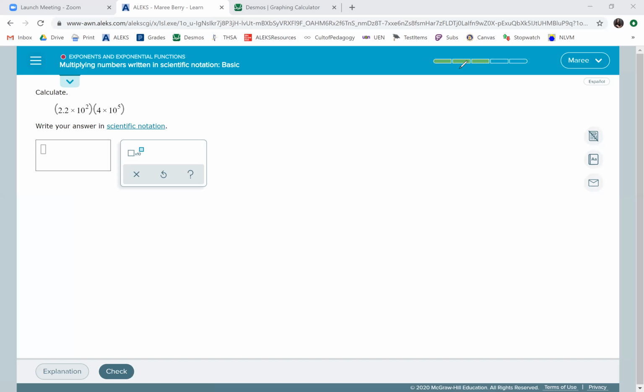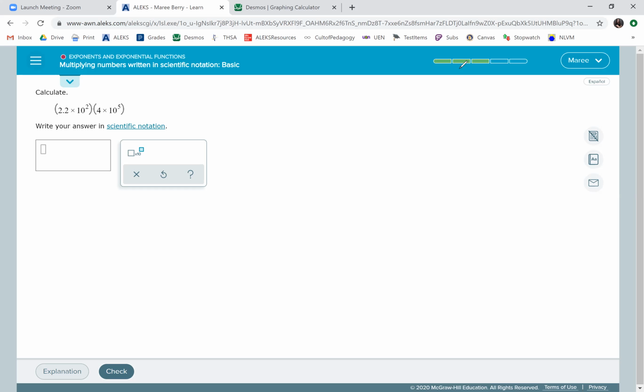Okay, so this one, when you do 2.2 times, oh, by the way, when you read scientific notation, you actually use the word point. So this is 2.2 times 10 squared, or 10 to the second, or 4 times 10 to the fifth. You do use the point there. You don't say 2 and 2/10 times 10 squared. When normally you see a decimal, you want to say 2 and 2/10 like that.